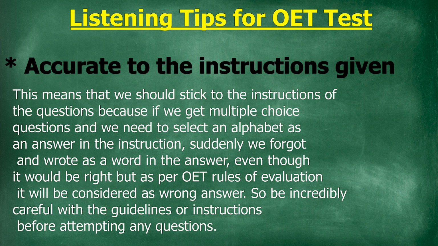The third one is accuracy to the instructions given. Basically, this means that we should stick to the instructions of the questions. For multiple choice questions, the instruction says we need to select a letter as the answer. Sometimes students suddenly forget and write a word in the answer, or they just tick the option. Even though it would be right, as per OET exam rules of evaluation, it will be considered a wrong answer. So be incredibly careful with the guidelines or instructions before attempting any question.